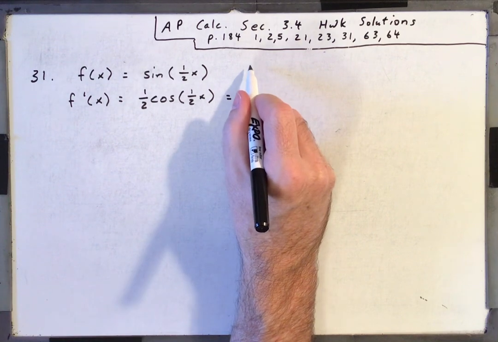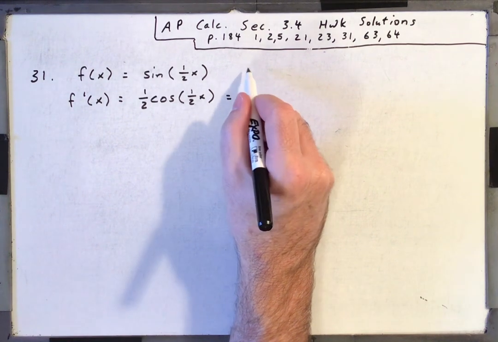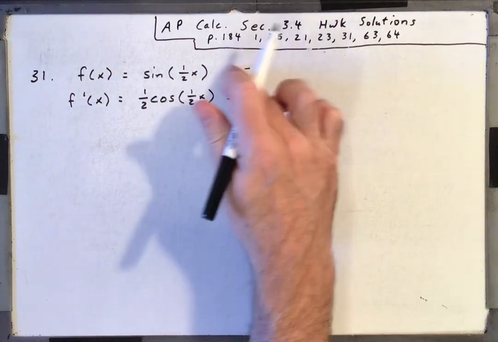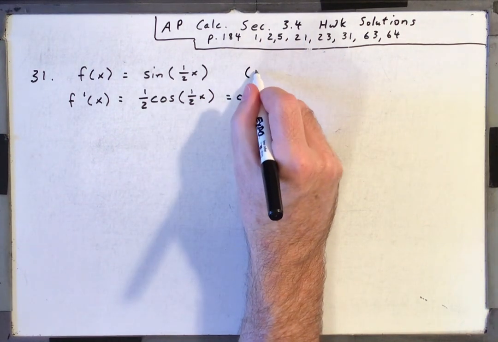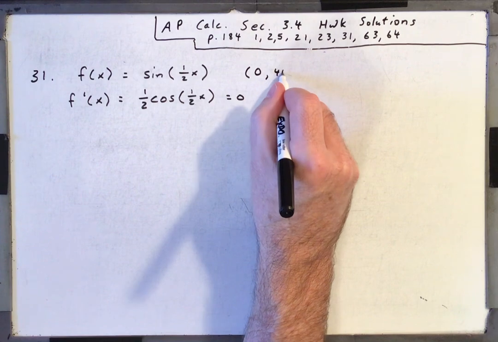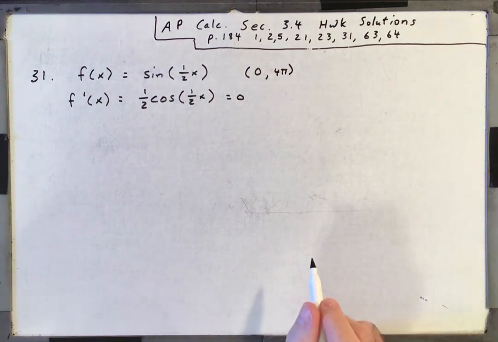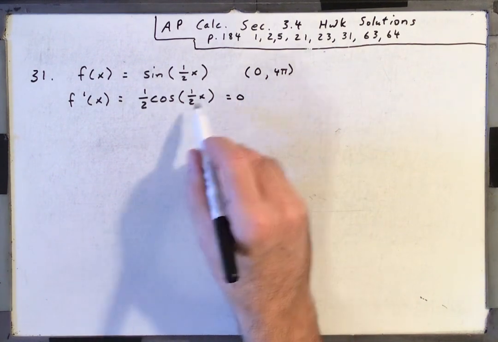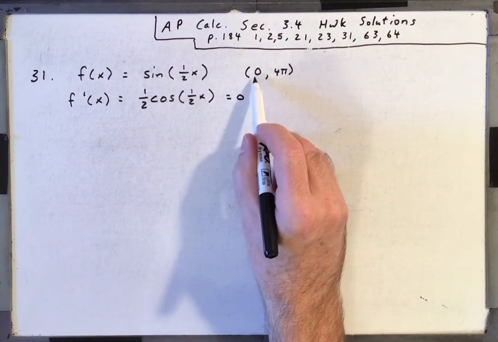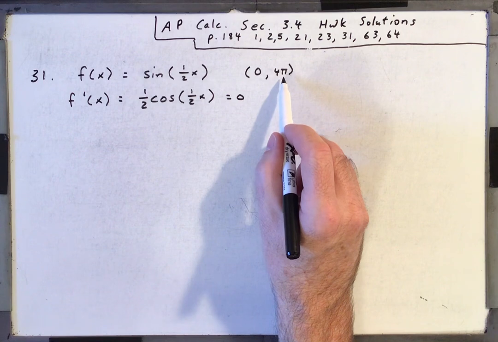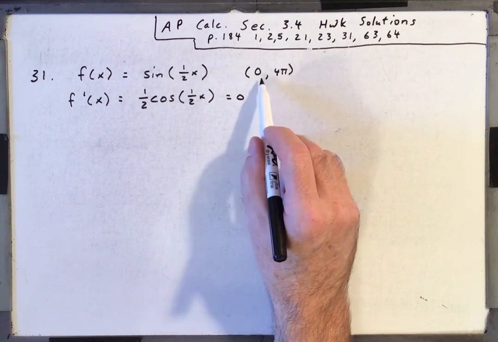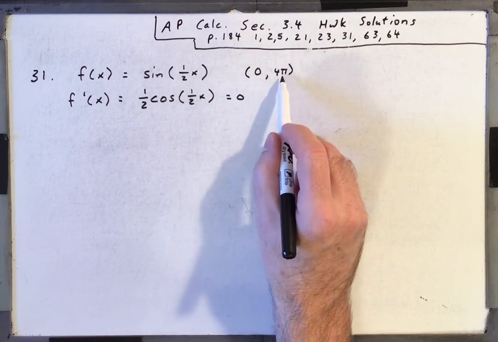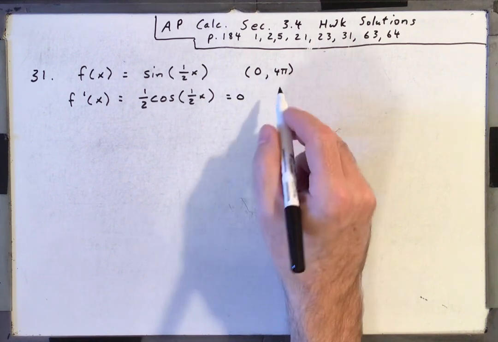Our interval, by the way, on this one is between 0 and we don't include the endpoints, so it's parentheses 0 and 4 pi. All right, so you don't need to include the endpoints because you might remember from section 3.1, we don't have maxes and mins at the endpoints in an open interval.